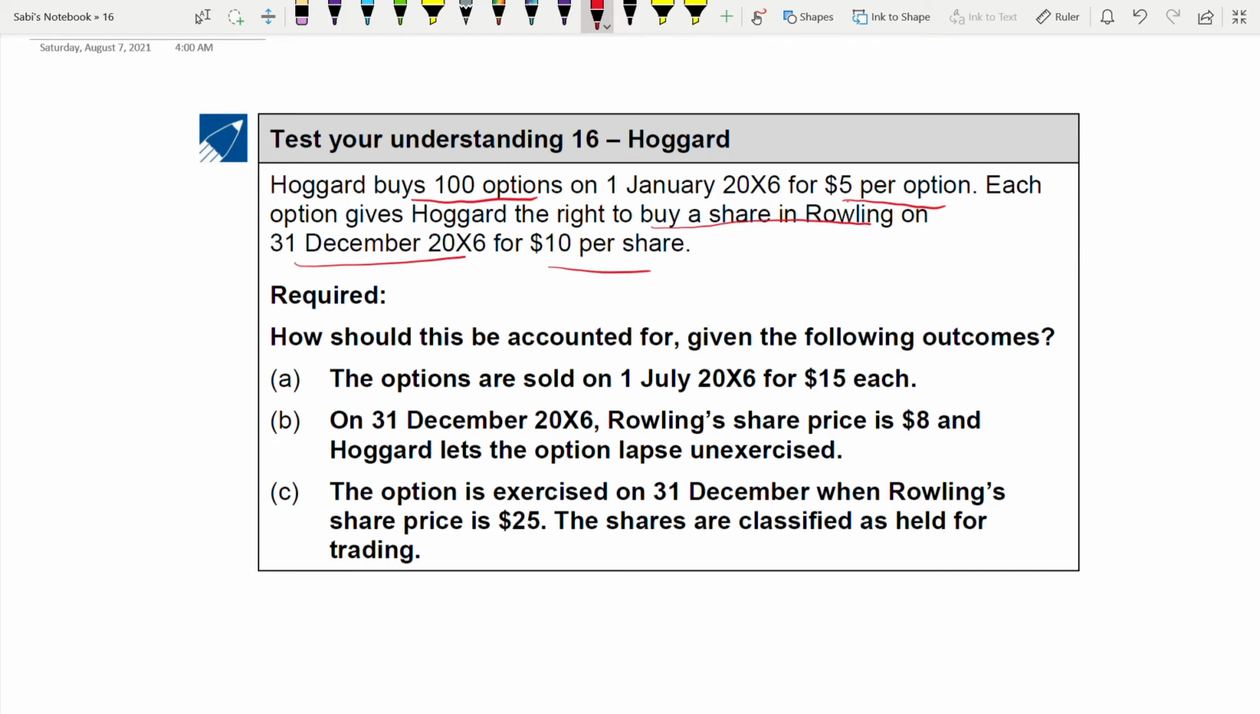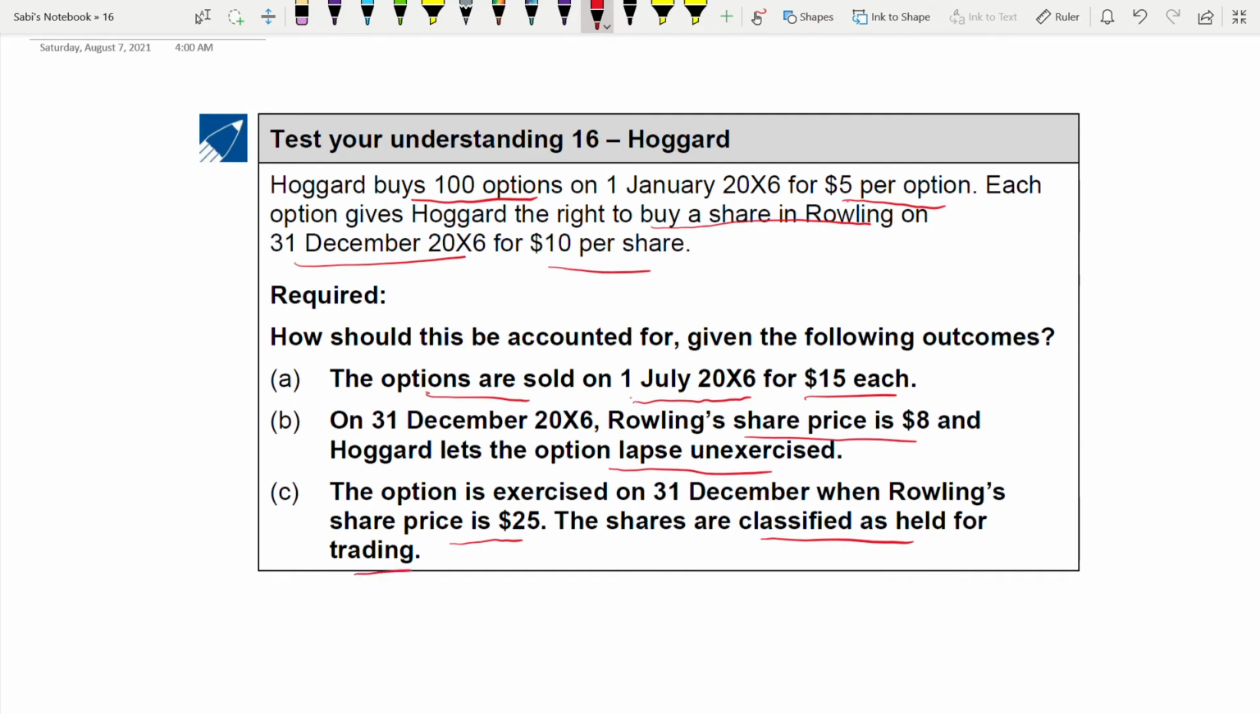First, the options are sold on 1st July 2006 for 15 each. On 31st December 2006, Rolling's share price is 8. Second, the options lapse unexercised. Third, the option is exercised on 31st December when Rolling's share price is 25. The shares are classified as held for trading.